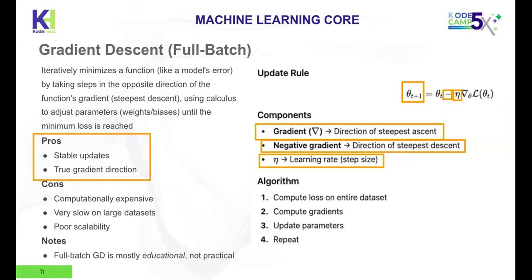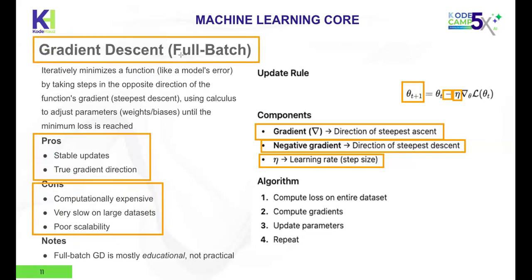So the benefit of gradient descent is you will have stable updates. It's always going to be stable. The direction of your model on the loss landscape is always going to be in the true gradient direction. But the con is that it's computationally expensive. So remember, let me say something. When we say gradient descent, we are talking about full batch gradient descent. That is, you are taking the gradient over every single data point in the data set.